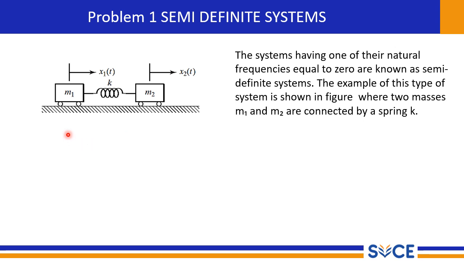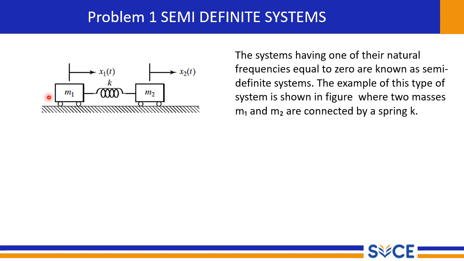The key characteristic of a semi-definite system is that one of its natural frequencies is equal to zero. This might seem counterintuitive at first, but it has significant implications for how the system behaves. In this specific example, the zero natural frequency arises because there is no fixed support or external constraint preventing the entire system from undergoing rigid body motion.